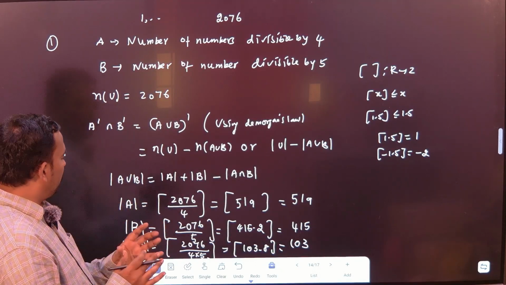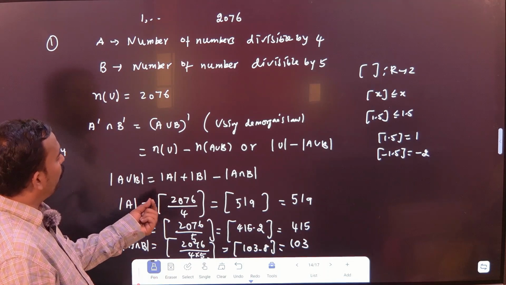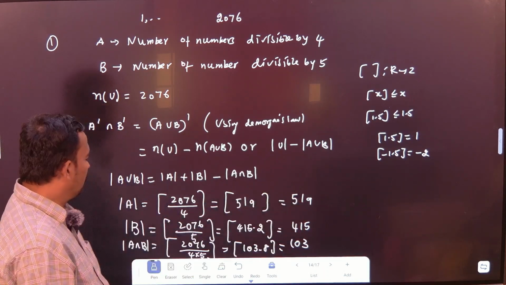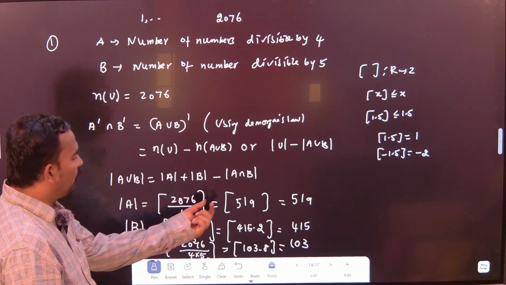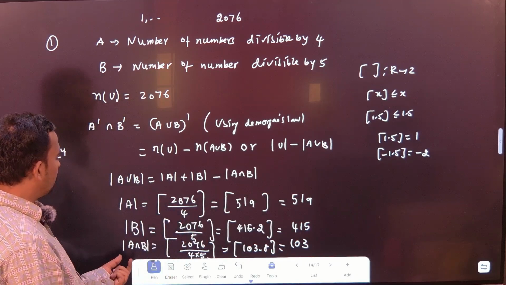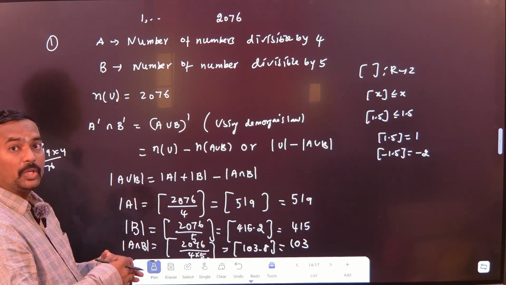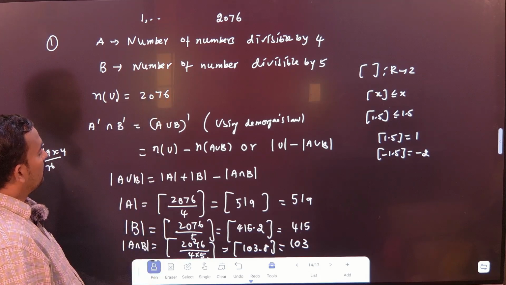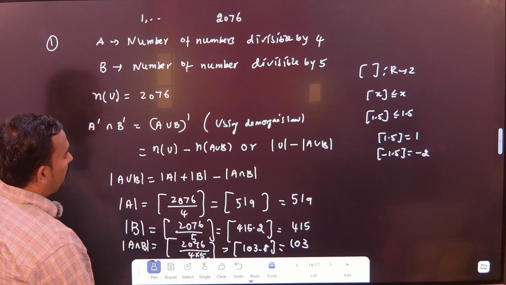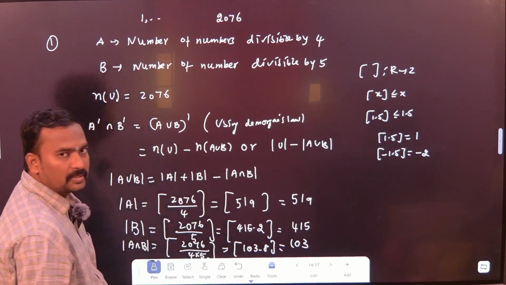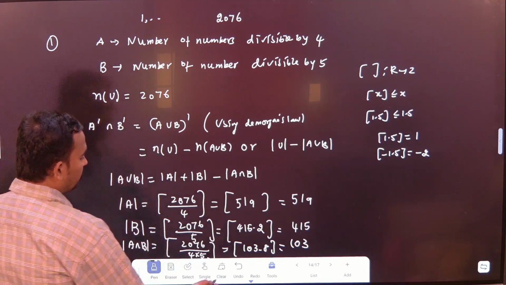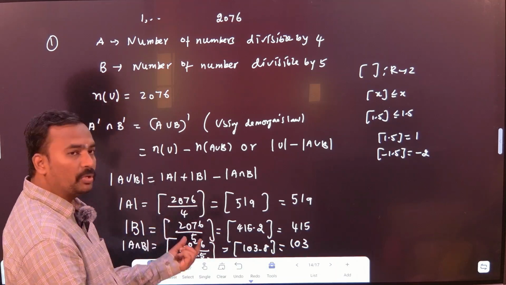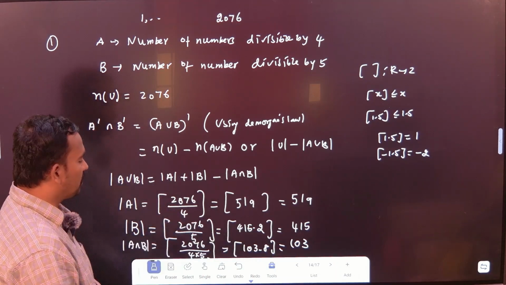So how many numbers divisible by 4 from 1 to 2076? 519 numbers. How many numbers divisible by 5? 415 numbers. How many numbers divisible by 20? 103 numbers. But what are they actually asking? Divisible by 4 or 5, right? Understood? So this answer is: both occurring means 103 numbers are there.